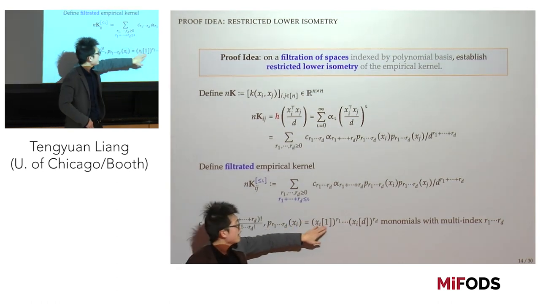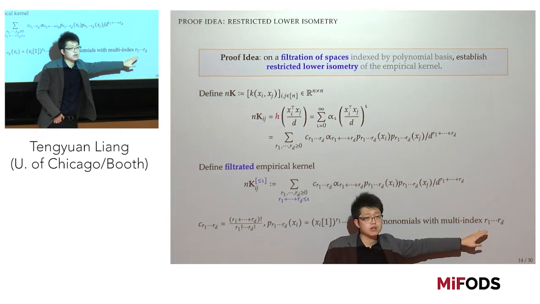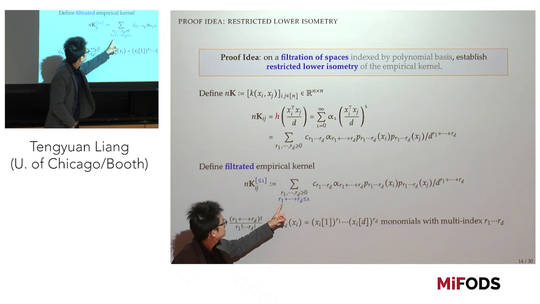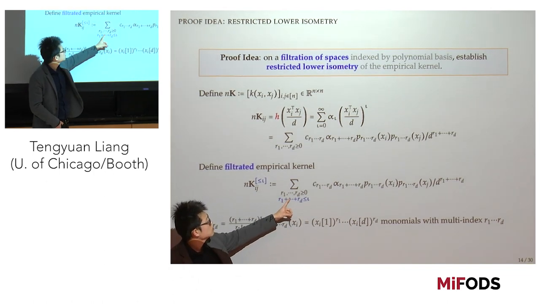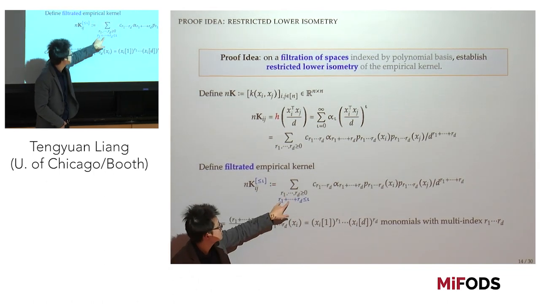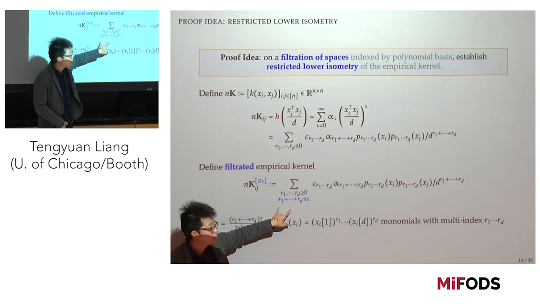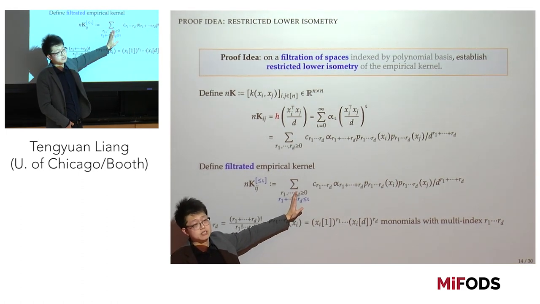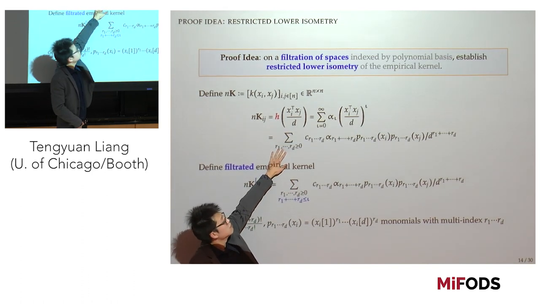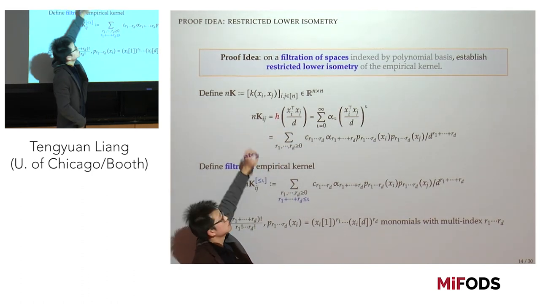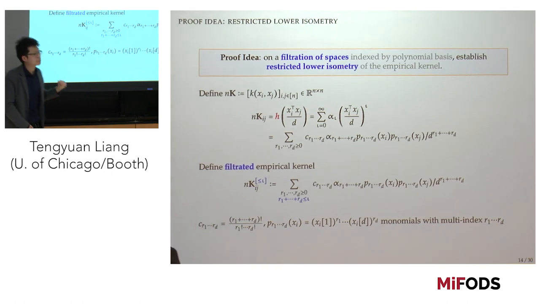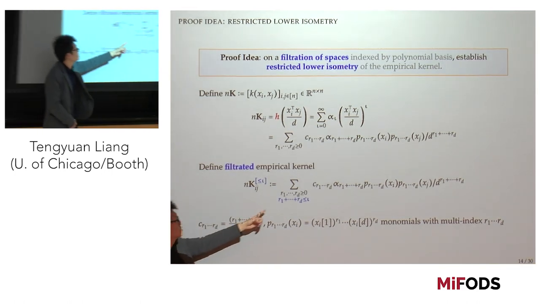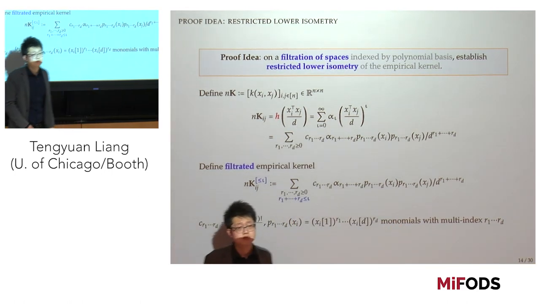So for any multi-index R1 to RD, let me just sum up the terms such that the summation of the multi-index is at most alpha. So this is more like a filtered version of this empirical kernel, indexed by the feature mapping that has a certain upper degree constraint.